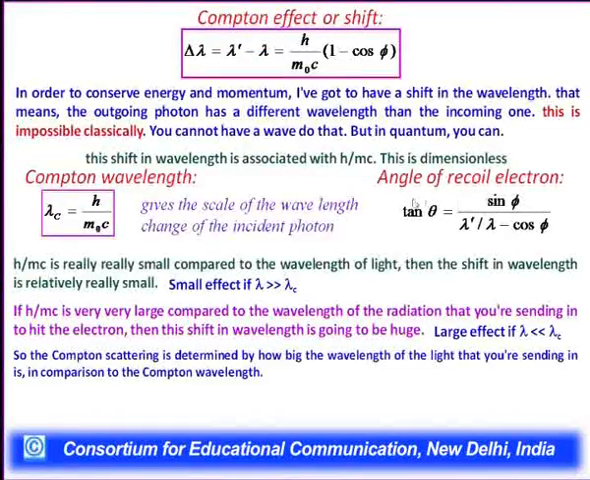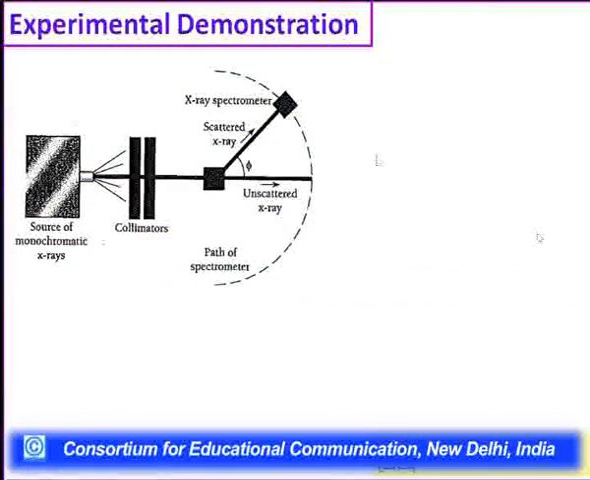Here, the angle of the recoil electron is defined by tan theta equal to sin phi divided by (lambda dash by lambda minus cos phi). And this is the experimental setup for the demonstration of the Compton effect. Here a source of monochromatic X-rays is used. This is the collimator to pass the X-ray beam, and this is the target.